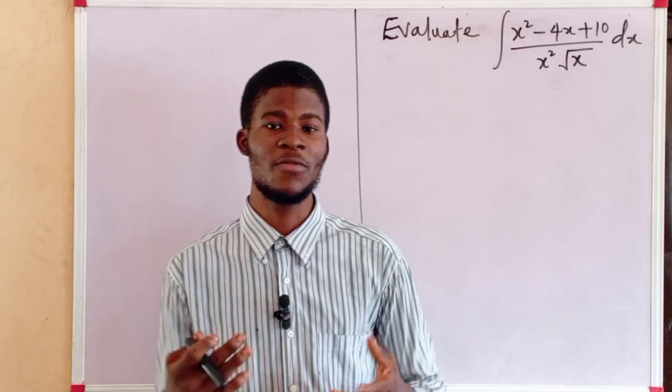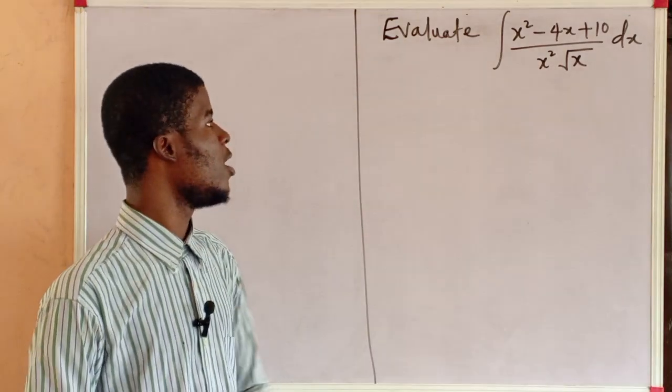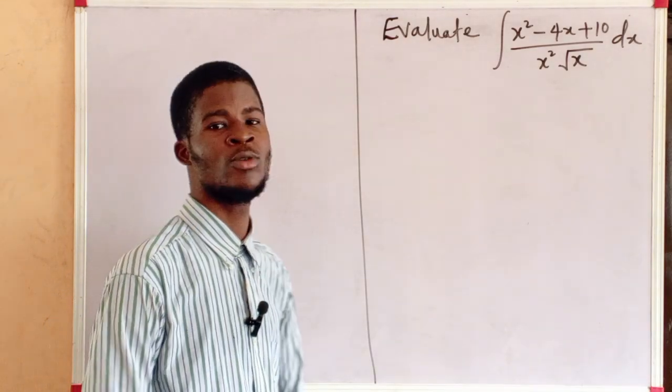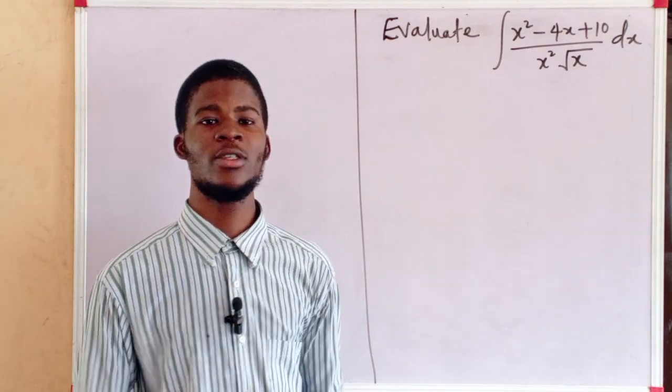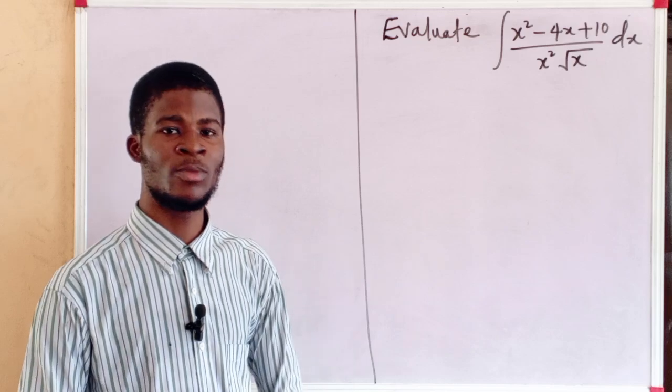Okay, it's an indefinite integral. We have to evaluate the integral of (x² - 4x + 10) all divided by x² times the square root of x dx. That is, we are integrating this function with respect to x. Okay, let's see how it's going to be done.